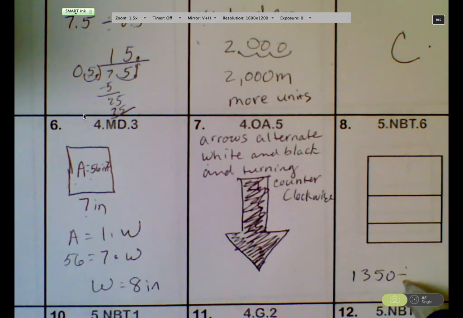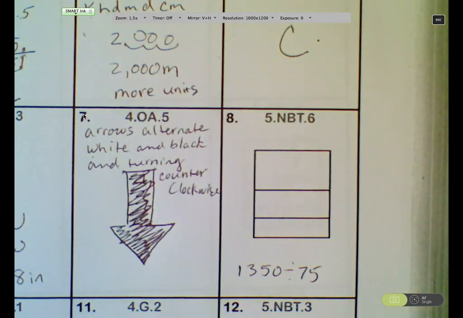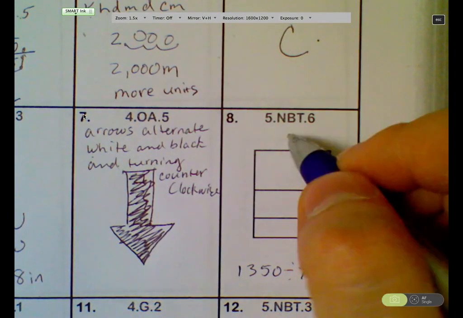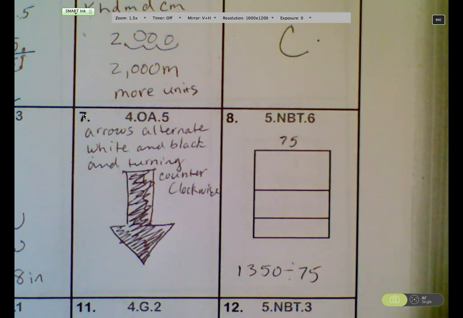Number 8, solve 1,350 divided by 75 using the area model. A lot of people aren't familiar with the area model. It is in the help pages if you look in the back, and this exact problem is also in the help pages. Basically what they're trying to have you do here is break this up a little bit easier.